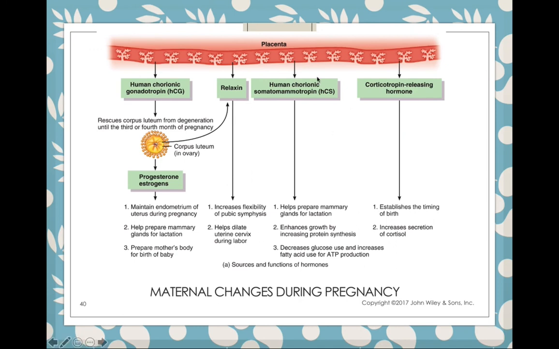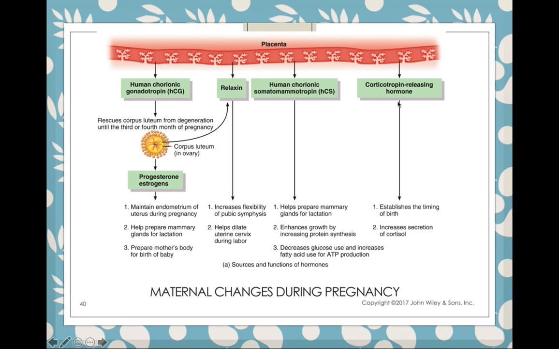But there are 2 other hormones that are coming here from the placenta, including human chorionic somatomammotropin and corticotropin releasing hormone. I'm going to discuss these 2 hormones here in just a few slides, but I just wanted to quickly mention that human chorionic somatomammotropin, or HCS, is going to work with estrogen and progesterone to prepare the mammary glands for lactation, and this is also going to amp up the metabolism by increasing protein synthesis and also increasing ATP production from fatty acids. HCS will be coming from the placenta just as the rest of these.